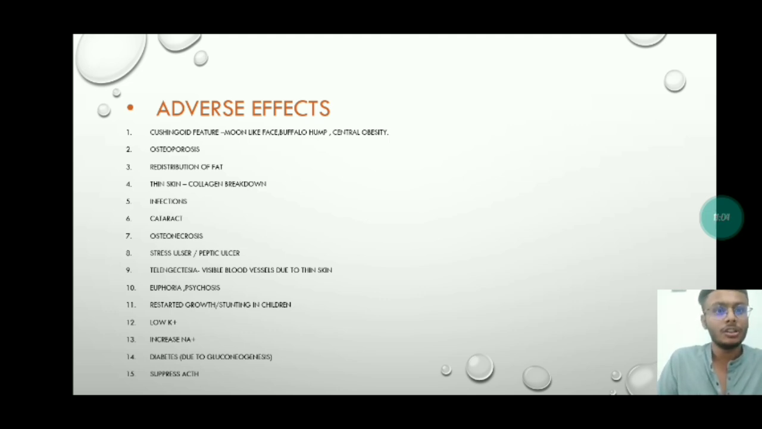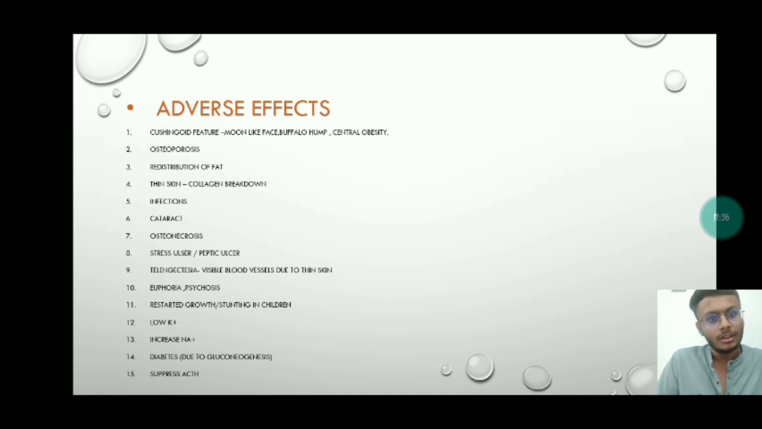Thin skin because it causes collagen breakdown. Infection because it decreases our immunity. That's why our body is more prone to infections. It also causes cataract, and osteonecrosis because it decreases the blood supply to our bone. Stress ulcer and peptic ulcer, telangiectasia, visible blood vessels due to thin skin. Telangiectasia means dilatation of our arteries and veins. Euphoria, psychosis.